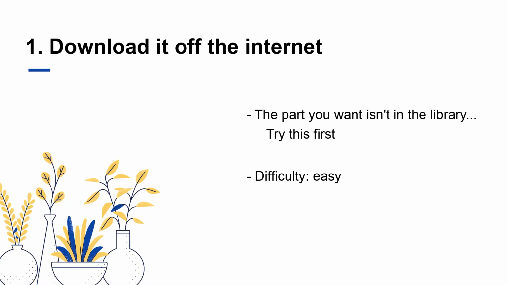First, downloading one off the internet. If the part you want isn't in the parts library, this is the first thing to try. In many cases, somebody has already made the part themselves and put it up on a page on GitHub or somewhere like it. If it's up there, you're in luck. It saves you making it yourself, so I'd recommend searching the internet first. You only have to download it, so it's about as easy as it gets.